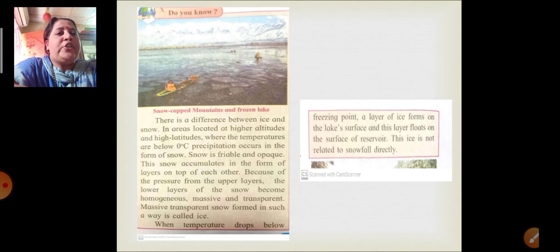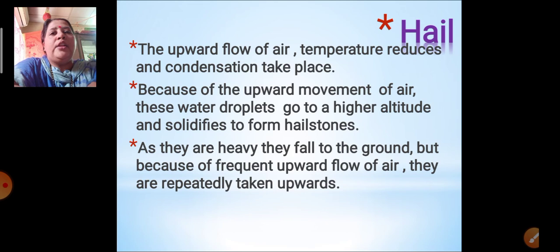When the temperature drops below freezing point, a layer of ice forms on the lake surface, and this layer floats on the surface of the reservoir. This ice is not related to snowfall directly. So this is the difference between snowfall and ice. Next we will learn about hail.